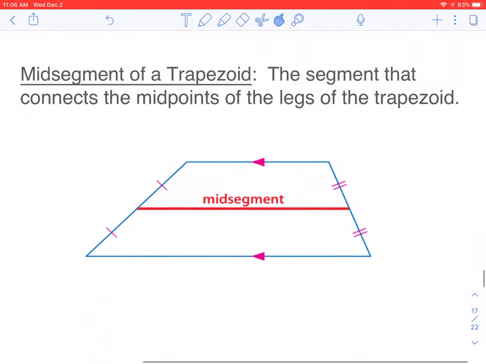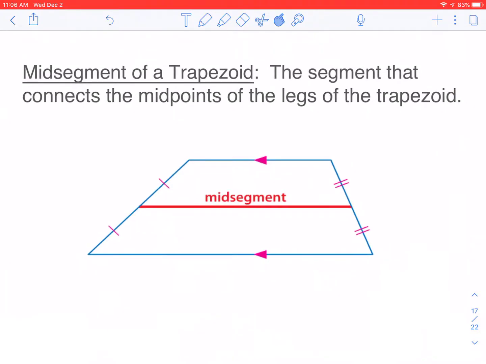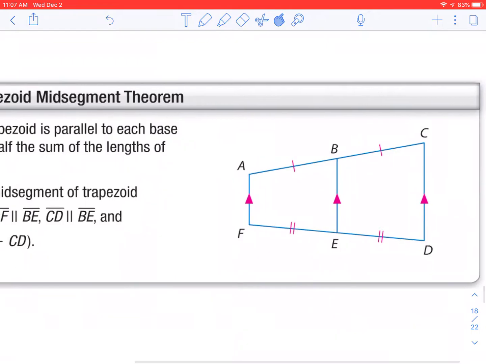Moving right along. We have a mid-segment. A mid-segment is the segment that connects the midpoints of the legs of a trapezoid. So this trapezoid is not isosceles. Here's my midpoint. There's a midpoint of that line and a midpoint of this line. And the line that's drawn connecting those two is called the midsegment. And we have a formula that we are going to practice.